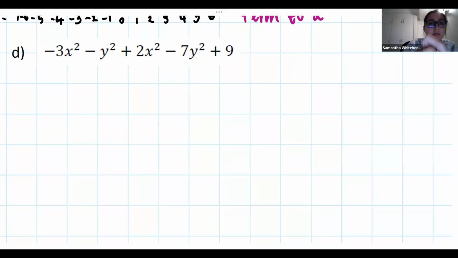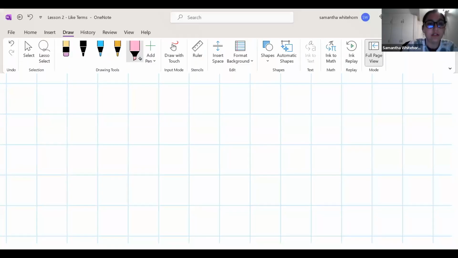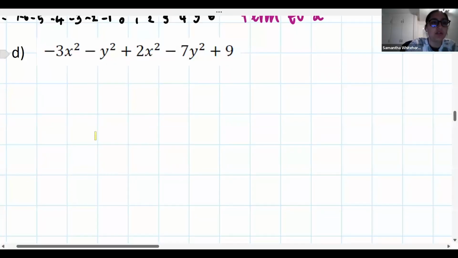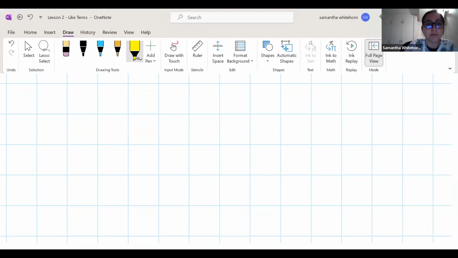So like terms, we're going to have a look. First things first, I'm going to collect all of the terms that have an x squared in them. So my first term of this group is going to be, obviously, minus 3x squared. I then also have a plus 2x squared. I've got no more x squared terms, so I'm done with that group of terms.